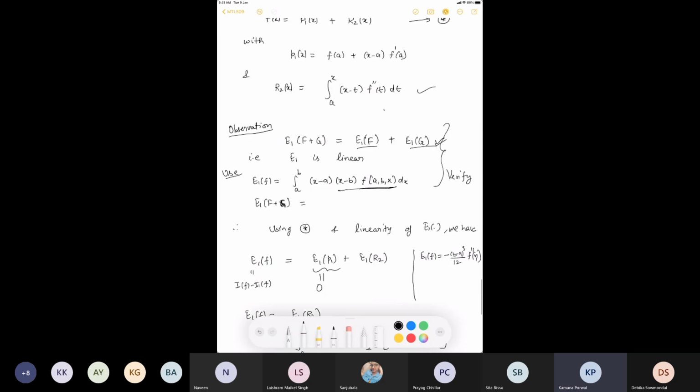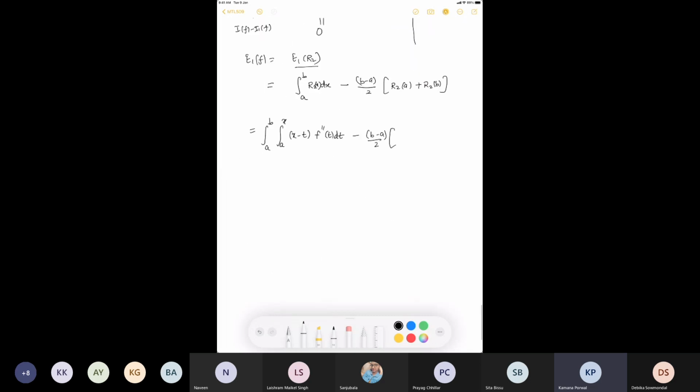This means that I have to take x equal to a here. So what will happen to R2 of a? What is R2 of a? Zero. Because you will get the limit from a to a. And R2 of b is going to be the integral from a to b, and then this factor. So R2 at a is 0. R2 at b is the integral from a to b. Here x is equal to b, I have to substitute. So this is going to be (b minus t) f double prime t dt.